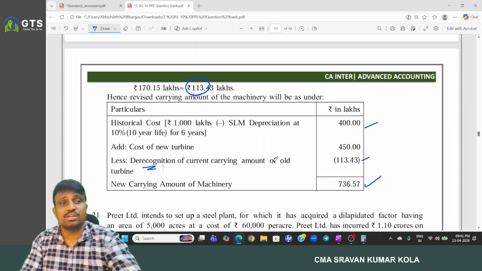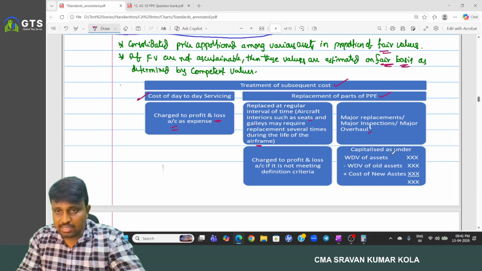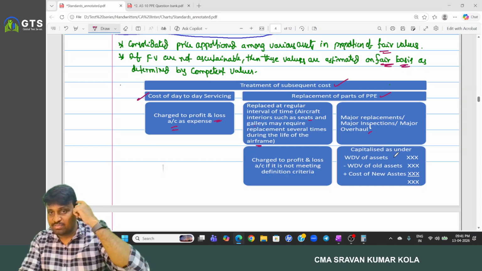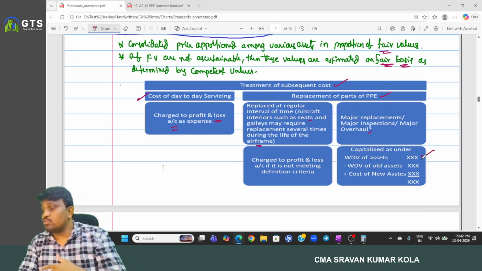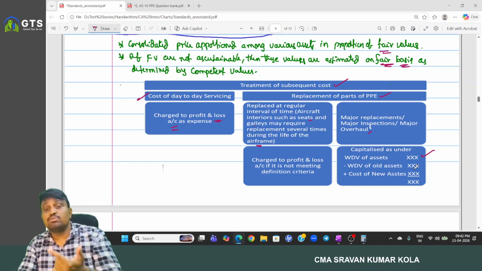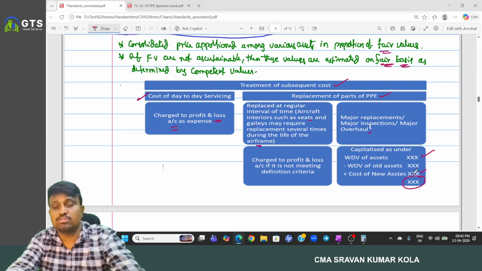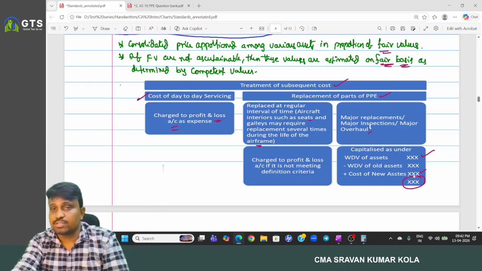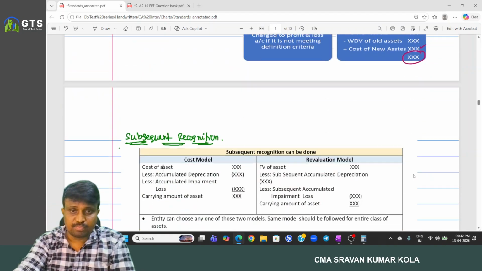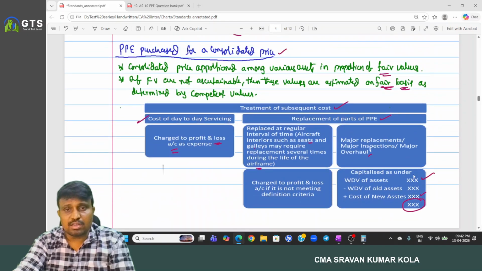This is the new or revised carrying amount of the machinery. So in case of major replacement, what do we do? First calculate the book value of the total asset. From this, you have to derecognize the book value of the old asset, and add the cost of the new asset. This is the revised cost of the entire asset. This is the treatment of subsequent cost, and I hope you understood.